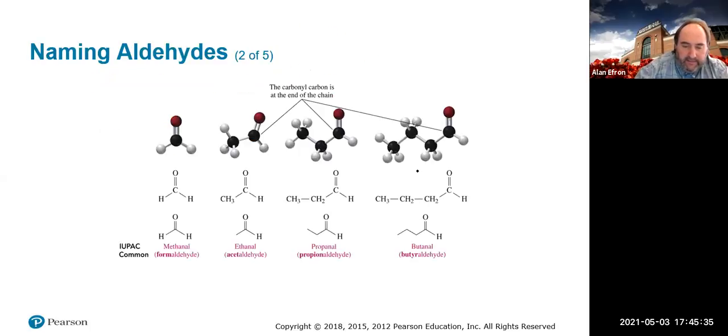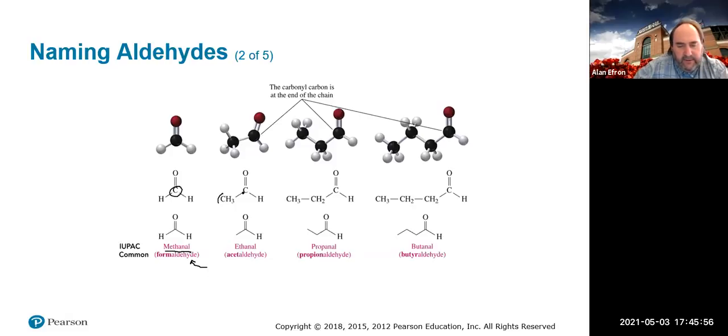So here are some of our examples, and we can see the naming like we talked about. We basically have one carbon, which is based off of methane. This is what is known as methanal. Also, we talked about a common name for that, which is formaldehyde. That's a common name you should be aware of. It's used a lot still.